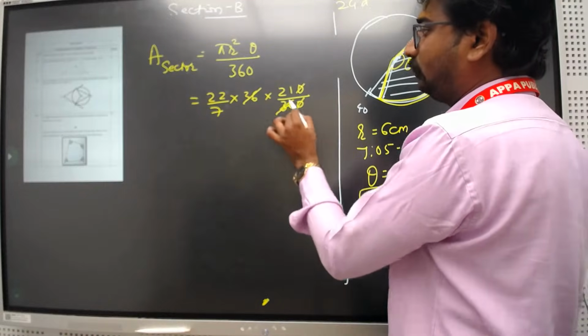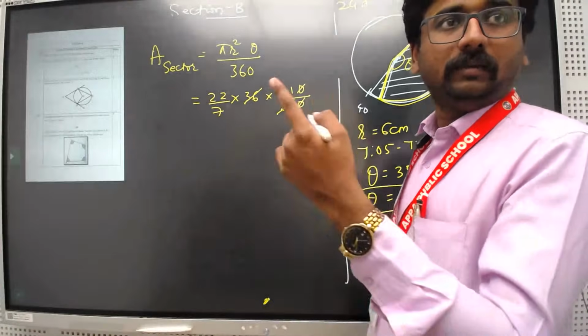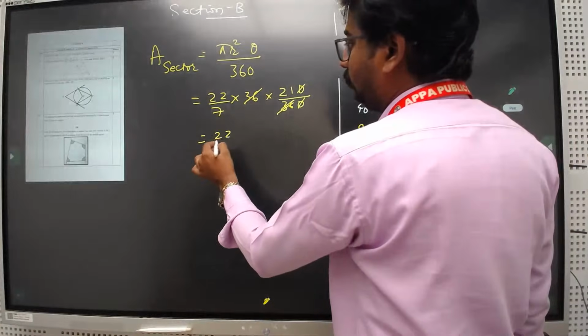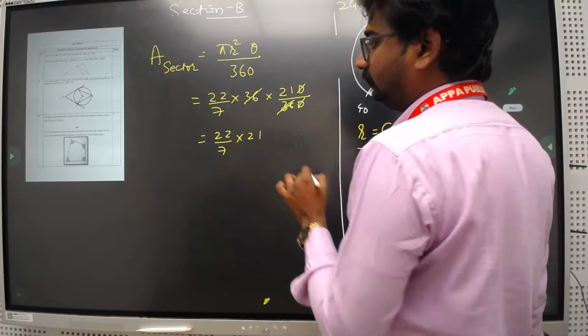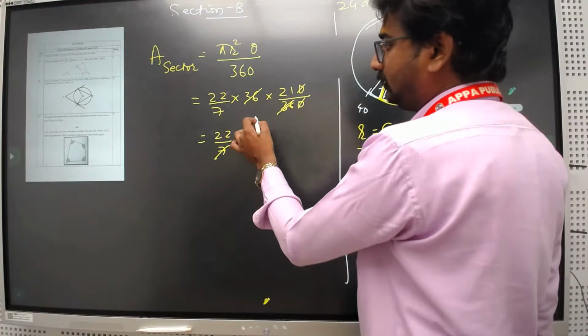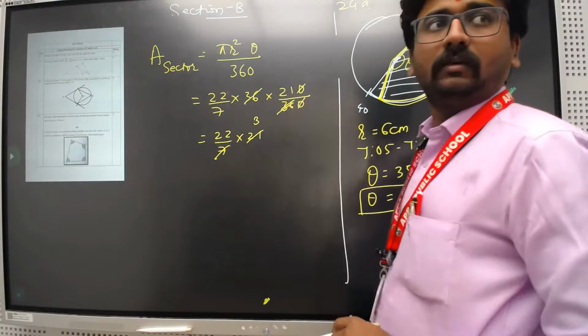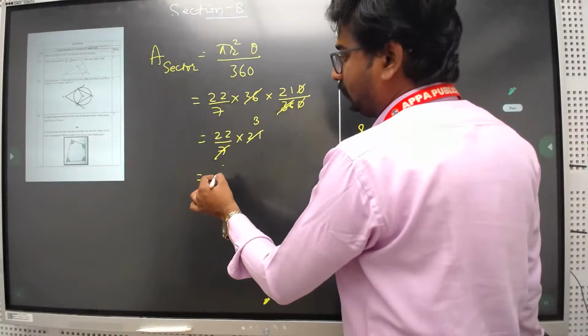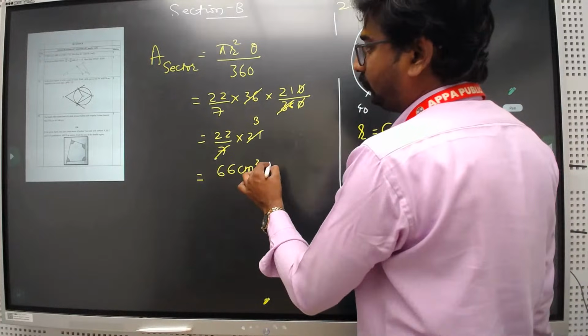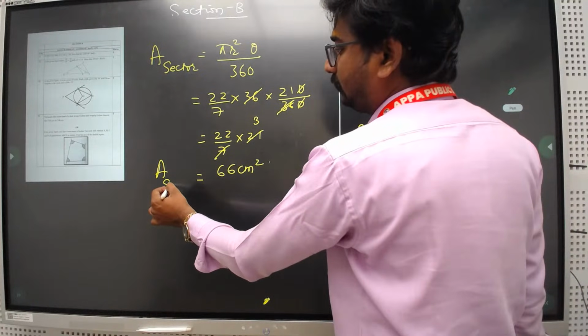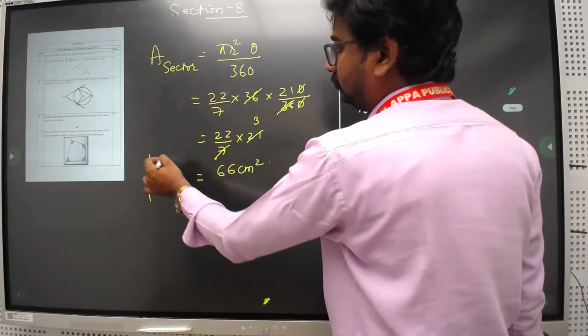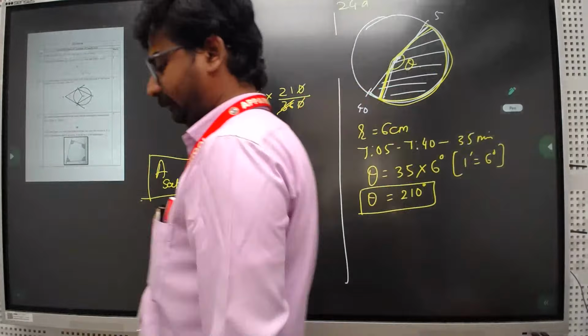36, 36. One step extra. Okay. 22 by 7 into 21. 7 ones are 7, 7 threes are 21. Look, it looks systematic also. Okay. 66 centimeters square. This is area of sector. Complete.